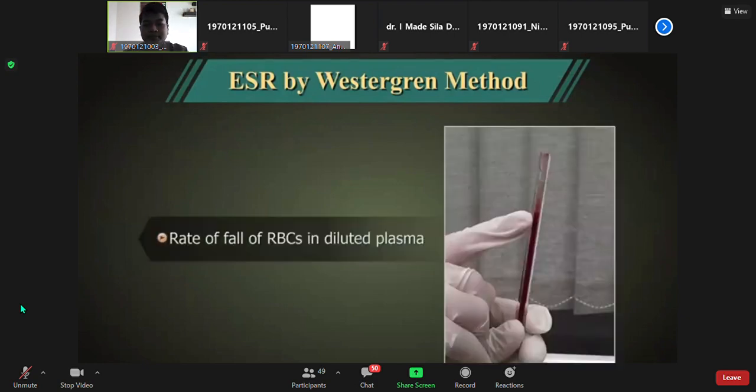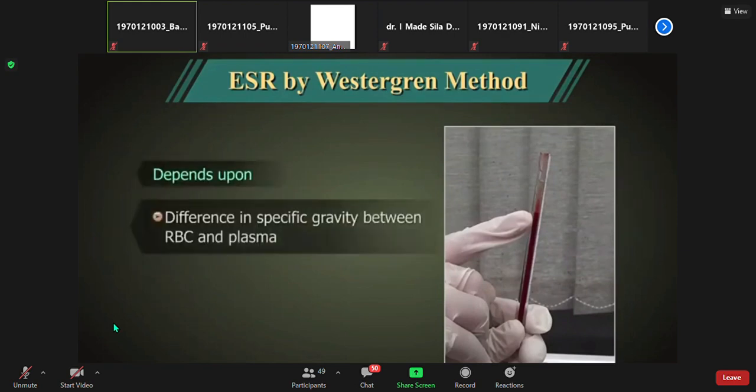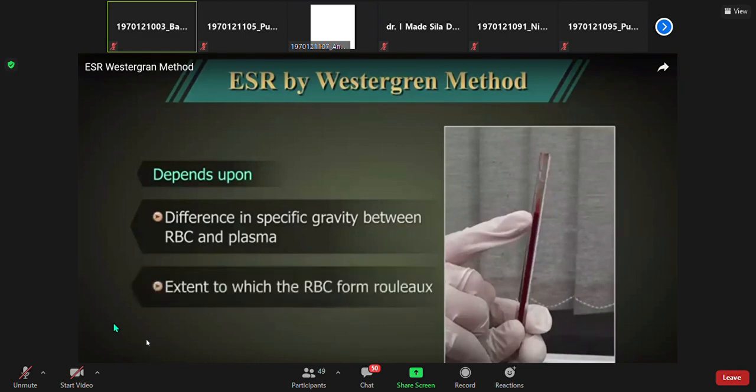ESR is the rate of fall of RBCs in diluted plasma and is influenced by a number of interreacting factors. Basically, it depends upon the difference in specific gravity between red cells and plasma, but the actual rate of fall is influenced very greatly by the extent to which the red cells form rouleaux, which sediment more rapidly than single cells.